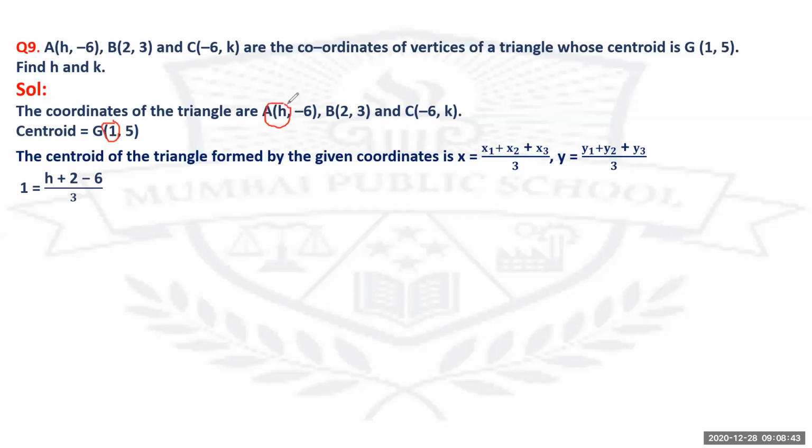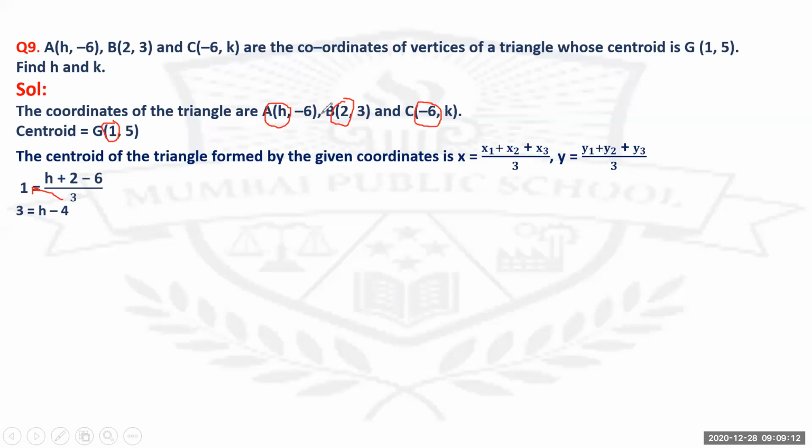x1 is h, x2 is 2, and x3 is minus 6. We'll get that as h plus 2 minus 6 upon 3. Now in the next step, the 3 will go up to the numerator place. Here you're going to cross multiply. So 1 into 3 is 3, and minus 2 plus 6 will give you minus 4. So 3 equals h minus 4.